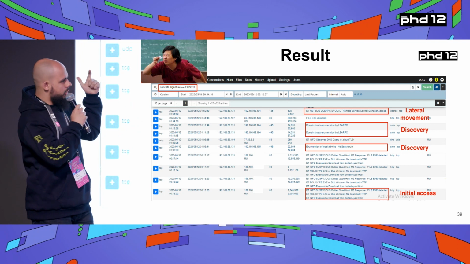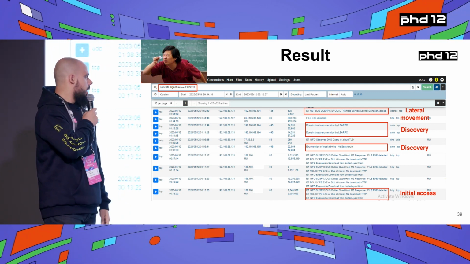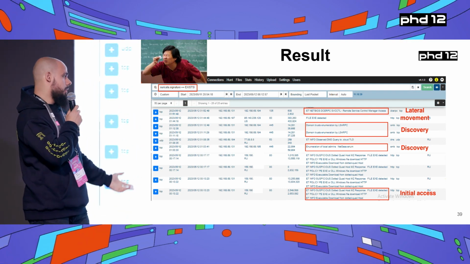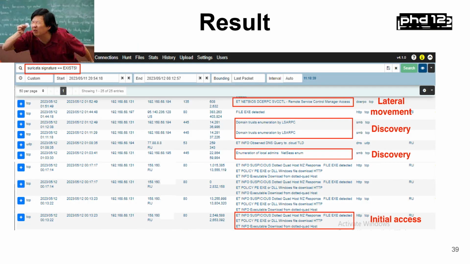Certainly, we'd like to have some good non-free signatures so that we have even more traffic, but in our case, that would be more than enough.